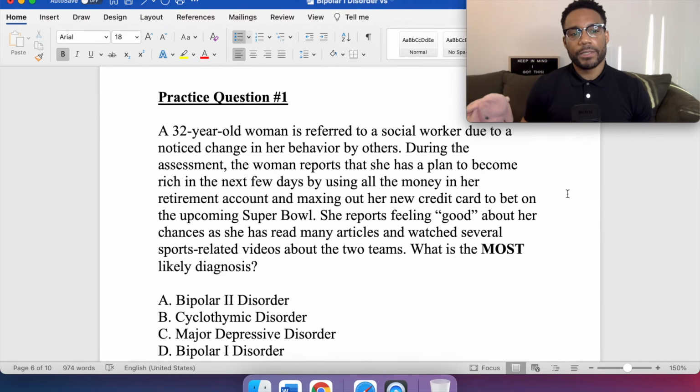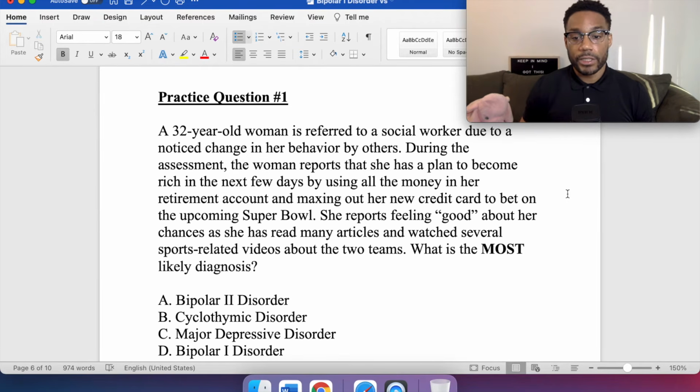Okay, so now let's jump into some practice questions. Practice question number 1. A 32-year-old woman is referred to a social worker due to a noticed change in her behavior by others. During the assessment, the woman reports that she has a plan to become rich in the next few days by using all the money in her retirement account and maxing out her new credit card to bet on the upcoming Super Bowl.